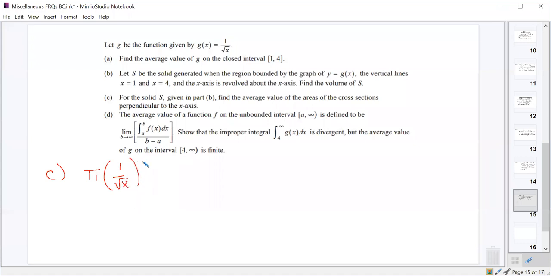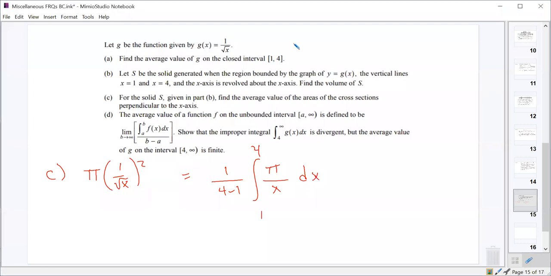That's our radius squared. And so if we want to find the average value of that from 1 to 4, all we have to do is 1 over 4 minus 1 times the integral from 1 to 4 of this, which happens to be pi over x dx. Everybody good with that setup? Find that average value.